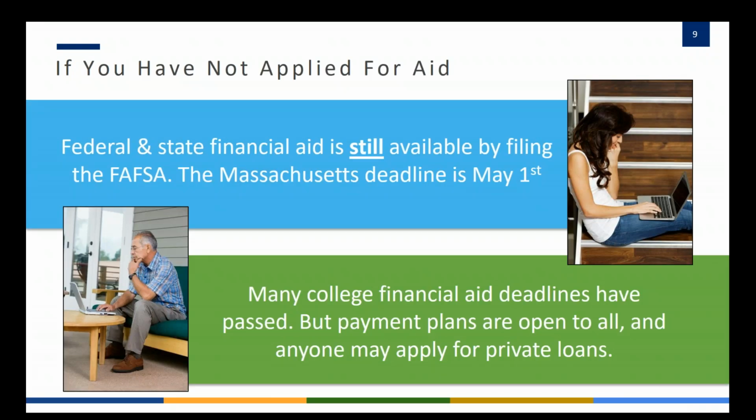If they haven't applied for aid at this point, it's not too late. They can still fill out that FAFSA form. Federal aid is given out year-round, so there's no deadline for the federal aid. However, for Massachusetts, if they want to be considered for aid from the state, they do need to file that FAFSA by May 1st. Many colleges' deadlines may have passed, but it's always worth checking in with the financial aid office to see if they can still apply for institutional aid, especially if they have a CSS profile form they'll need to fill out. They want to get that done as soon as possible. They may still be able to be considered for institutional aid.